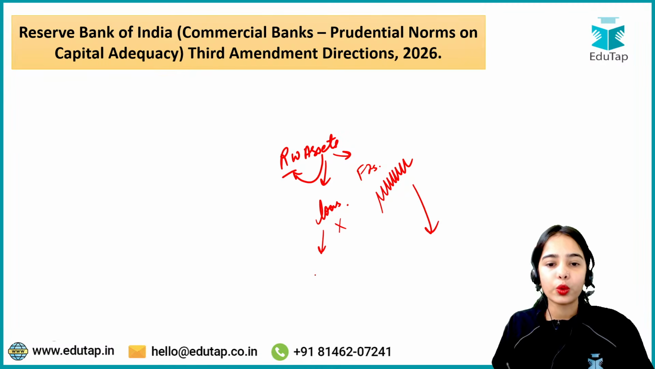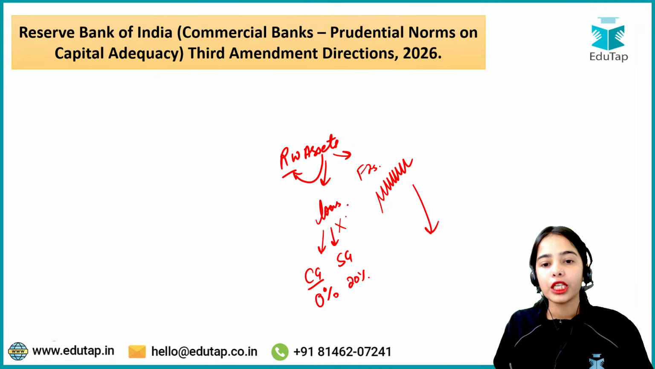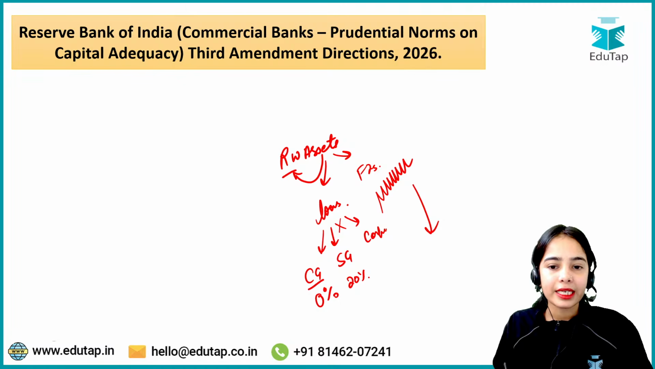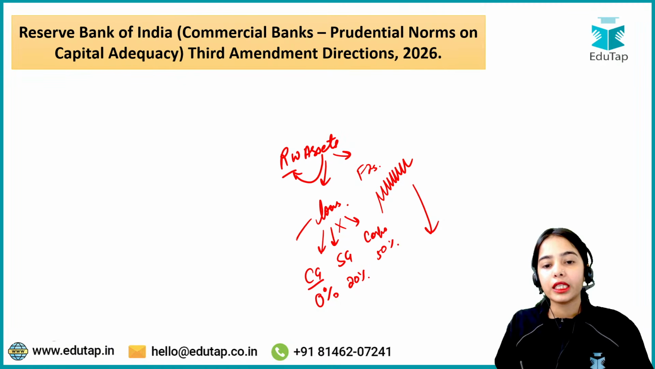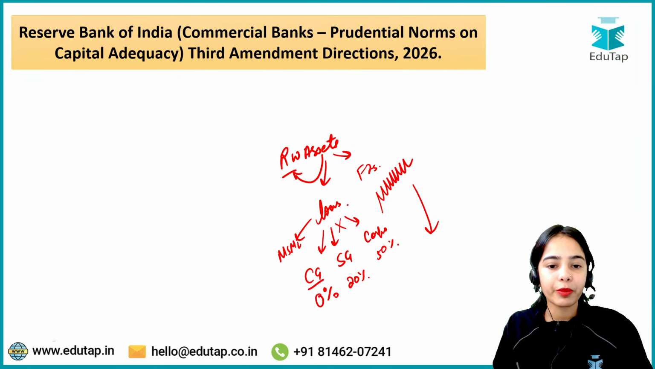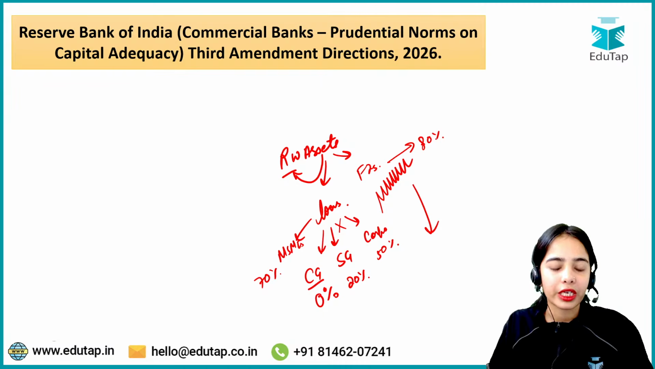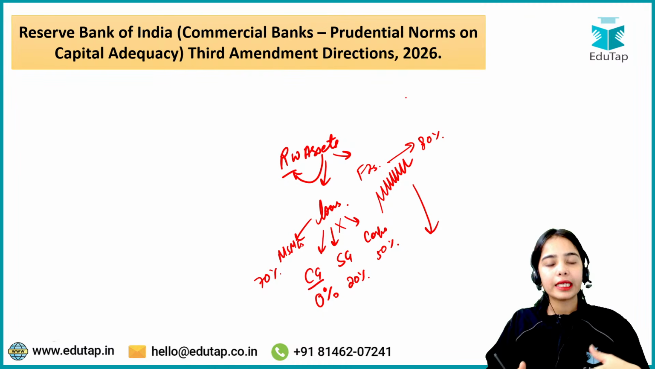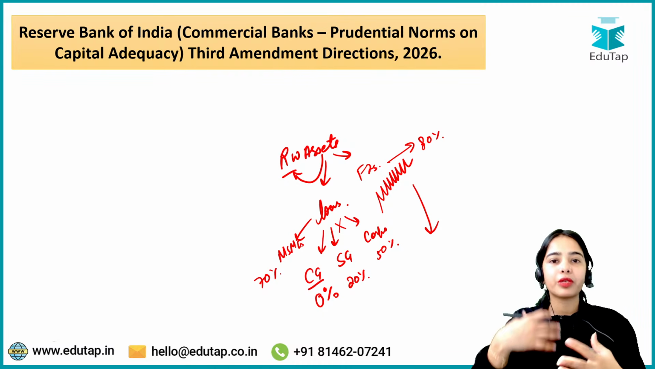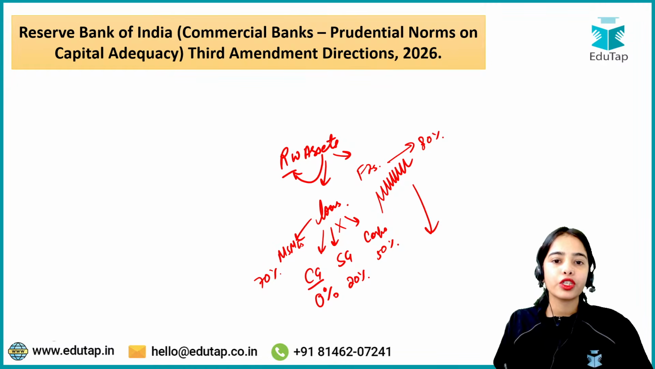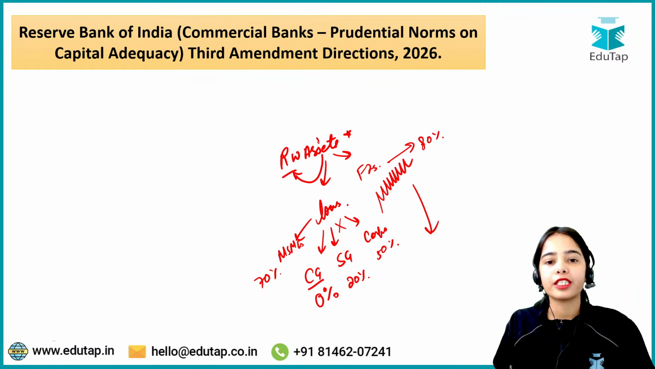Certain loans, let's say the loan is given to the central government, it has 0% risk weight. The loans given to the state government has, let's say, 20% or 10% of the risk weight. The loans given to the corporates, let's say it has 50% of the risk weight. The loans given to the micro, small and medium enterprises, let's say it has the 70% of the risk weight. The financial instruments, let's say it has 80% of the risk weight. So different assets of the bank that is earning some profit, that is earning some returns, that is earning some interest. So different assets of the bank has different risk weight.